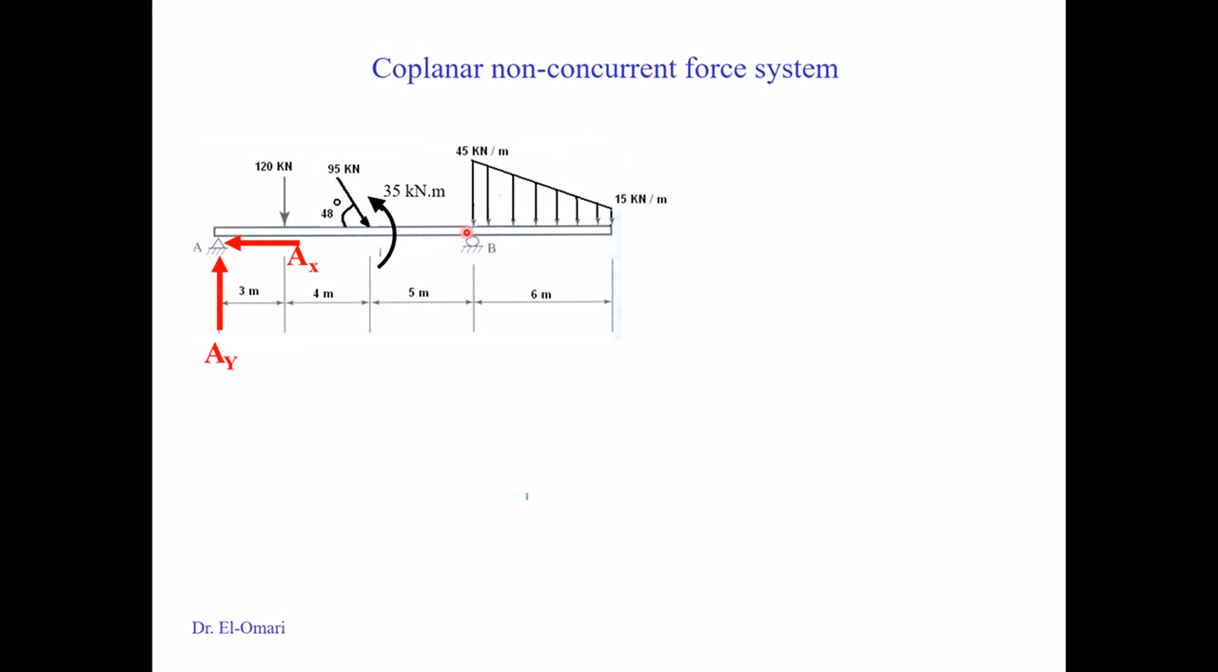A roller support will not allow motion in the vertical, but it will allow motion in the horizontal. So we don't place a reaction there, and it won't allow rotation. We don't place a moment support either.